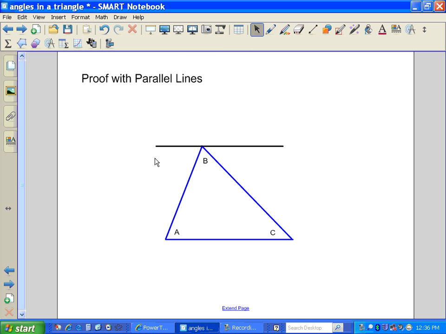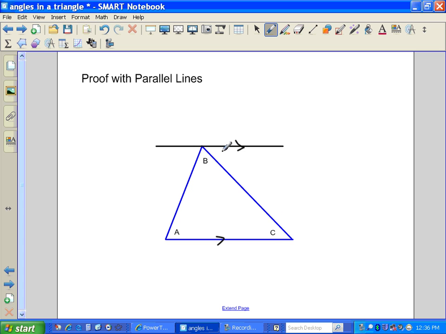But we've got a straight line. This one here is parallel to that line. That makes this a transversal. That makes this a transversal. What do we know about this angle and that angle? We know that they're alternate interior angles.